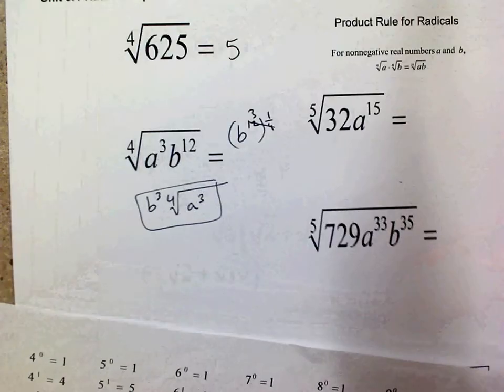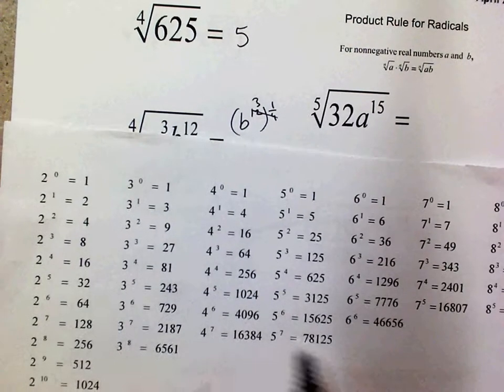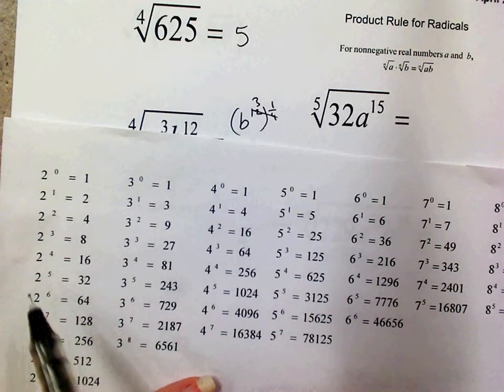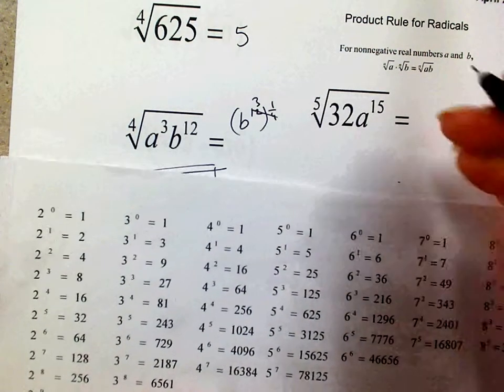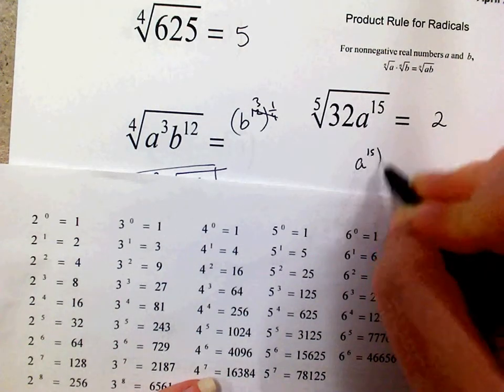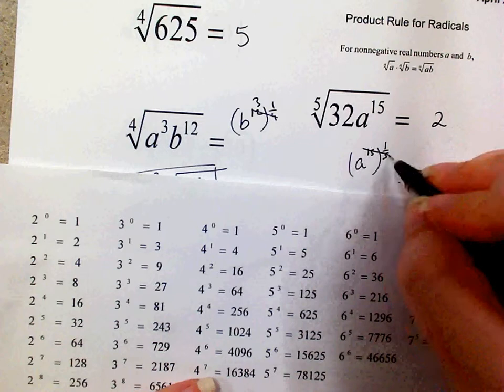Fifth root, well, I'm going powers of 5. 2 to the 5th is 32. So since 2 to the 5th is 32, the fifth root of 32 is 2. And then a to the 15th, well, a to the 15th to the 1/5 power is a cubed. And there we go.